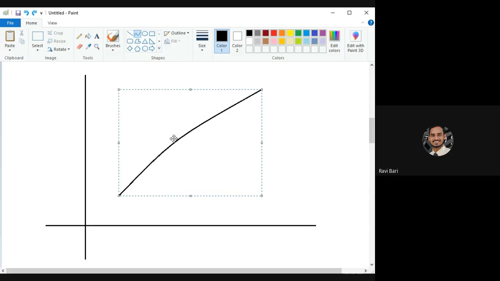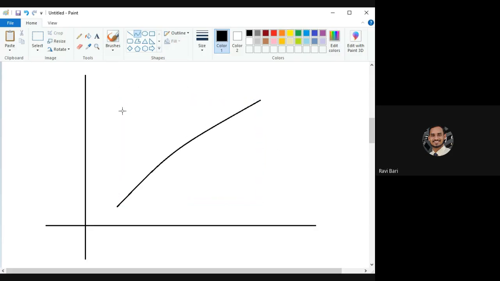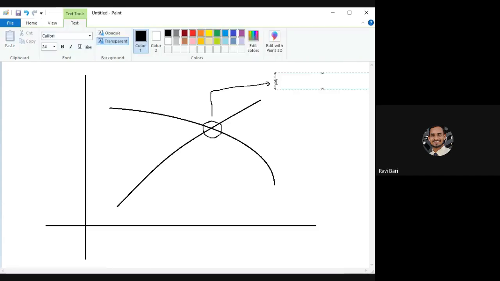So the supply function will look something like this, and the demand function will look like this. They will cut each other at some point. There will be some point where the demand and supply functions meet, and this point is called the break-even point or equilibrium point.